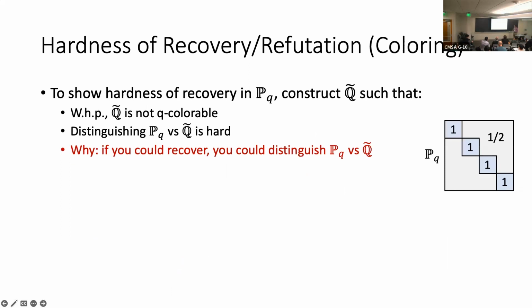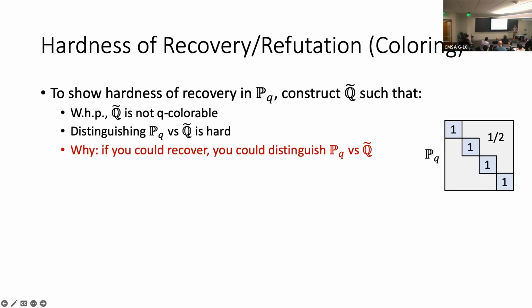But that's okay, because as Andrea pointed out, no one told me I had to use that particular testing problem. So let's say I now want to show hardness of recovery. I'm in this distribution where there actually are a bunch of cliques planted, and I want to say it's hard to find those. Well, it suffices to construct any null distribution Q tilde. It doesn't have to be GN1/2. It just has to have these two properties. It has to not be Q colorable with high probability, and it has to be hard to distinguish from this.